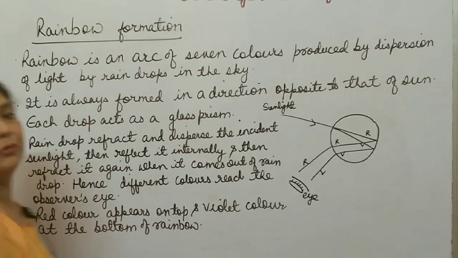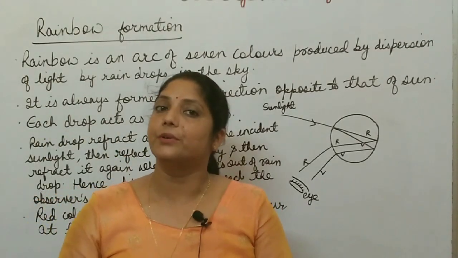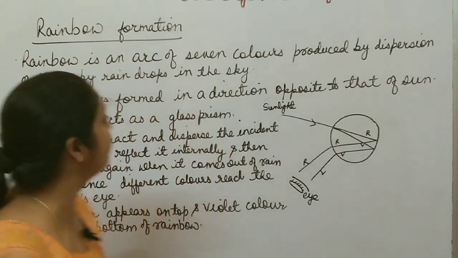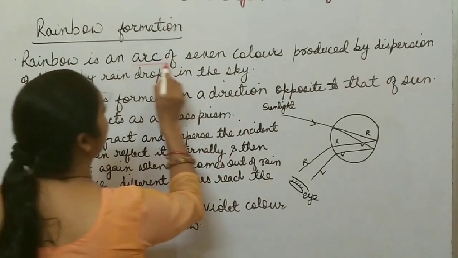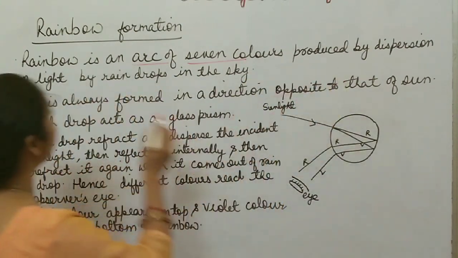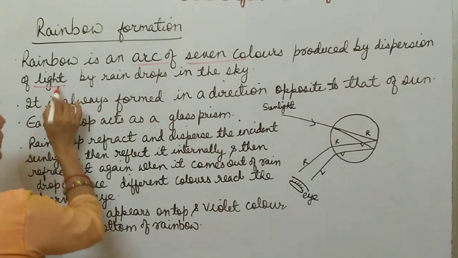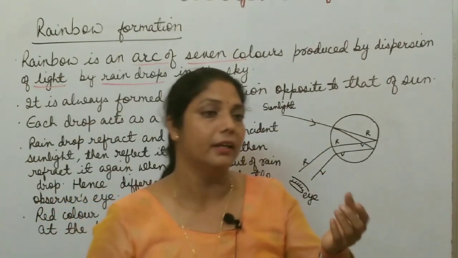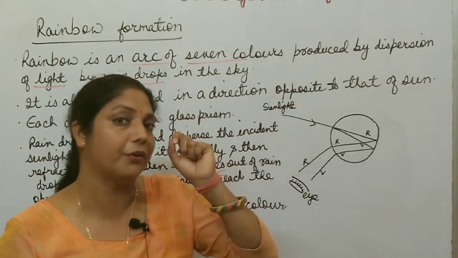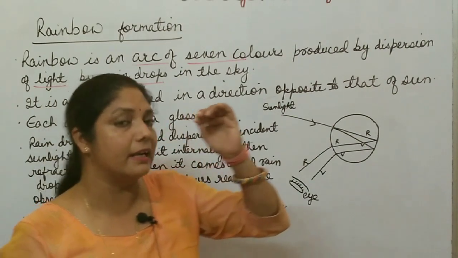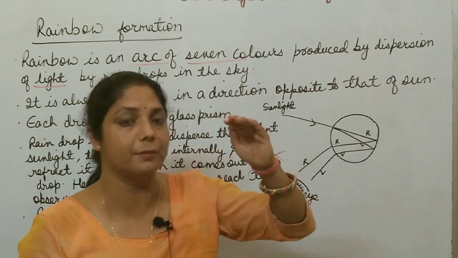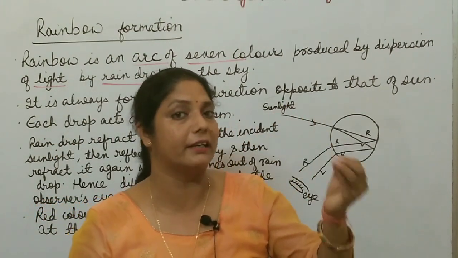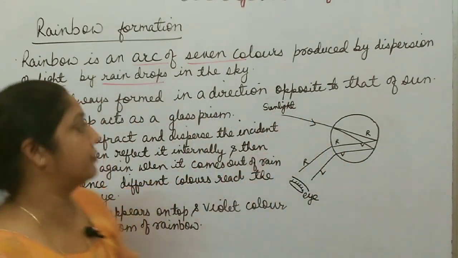Now, next is rainbow formation. Actually, rainbow is the best example of dispersion of sunlight in nature. What is a rainbow? A rainbow is an arc of 7 colors produced by dispersion of sunlight by raindrops in the sky. What happens on a rainy day? There are small raindrops, water droplets, and when sunlight passes through those raindrops, dispersion of light takes place. It means splitting of white light takes place and a rainbow is formed, right?